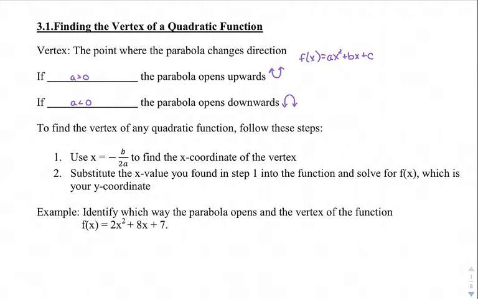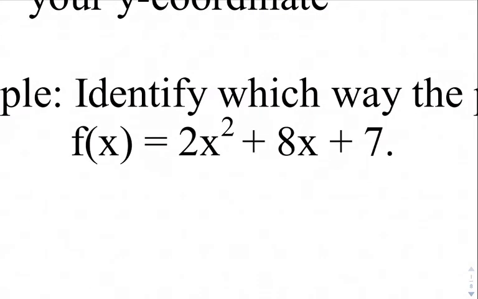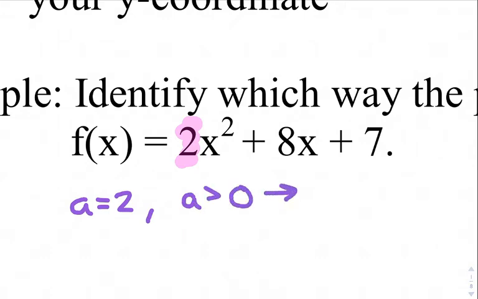So the first example says identify which way the parabola opens and find the vertex of the function f of x equals 2x squared plus 8x plus 7. So we look at a first. Here's a. Since a is equal to 2, that means a is greater than 0, which means it opens upward.